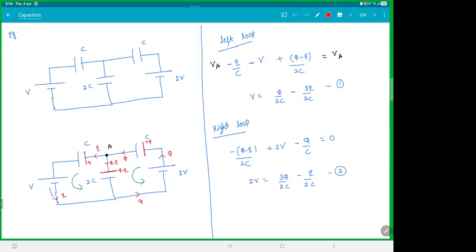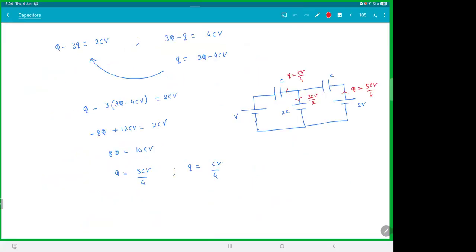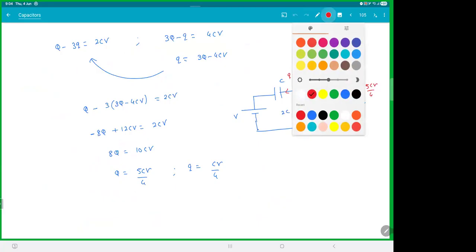Small q is negative. Did I get small q negative? Yeah, negative, I am sorry.